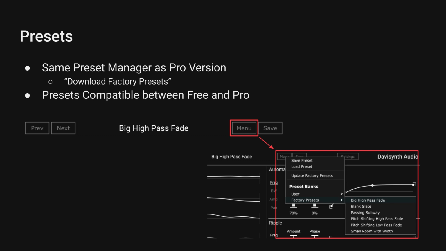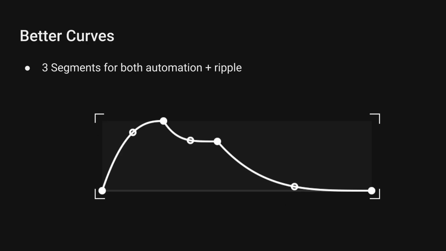So if you're a Pro user, you can download a preset that's made by a free user. And if you're a free user, you can download a preset from a Pro user. Just keep in mind that any Pro features enabled on that preset will not be available to you. But other than that, the presets are fully compatible between free and Pro. This should make it really easy for anyone wanting to make preset banks to do so and distribute them, knowing full well that they'll work for as many people as possible.